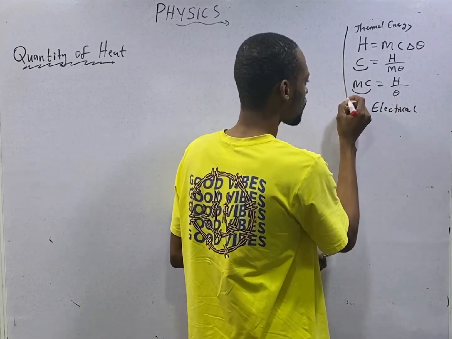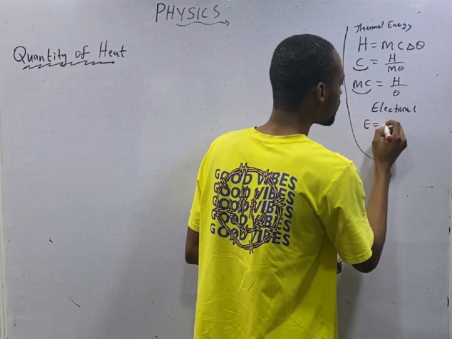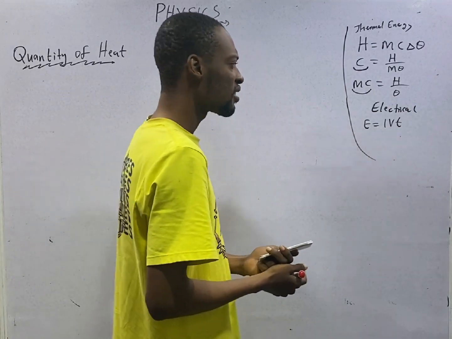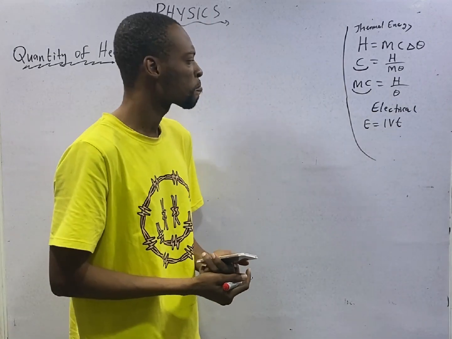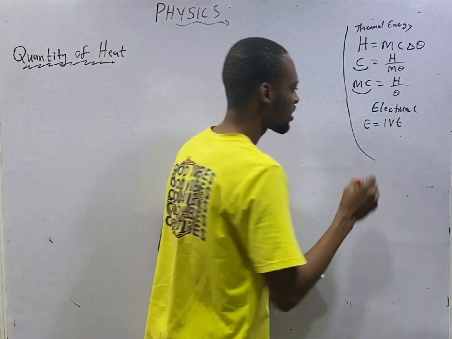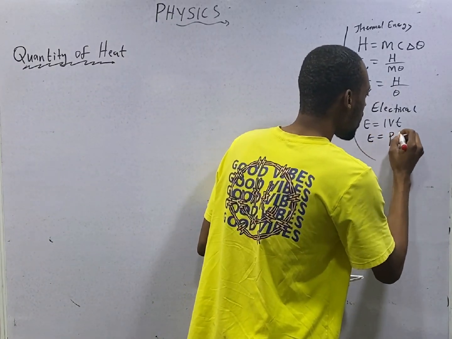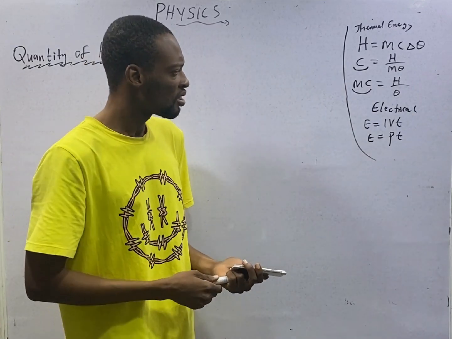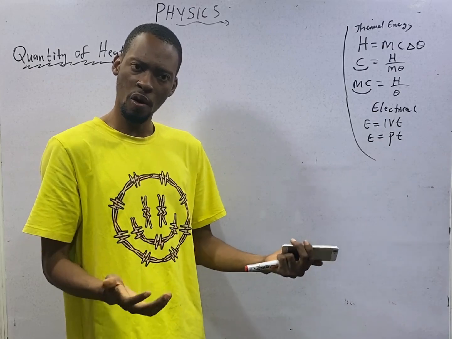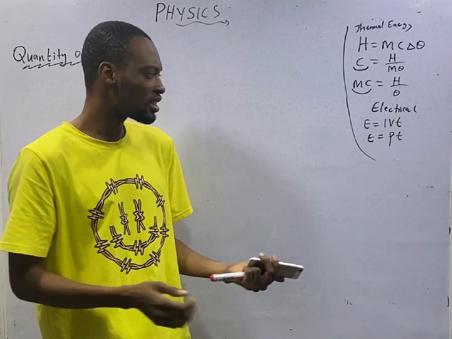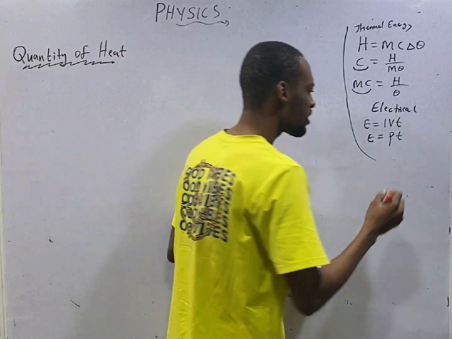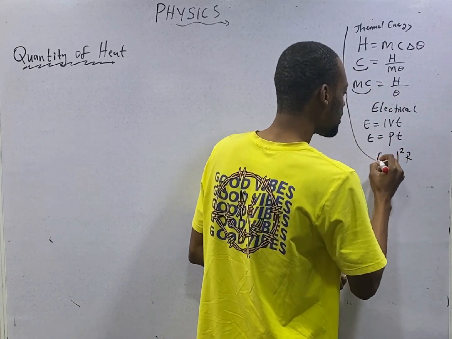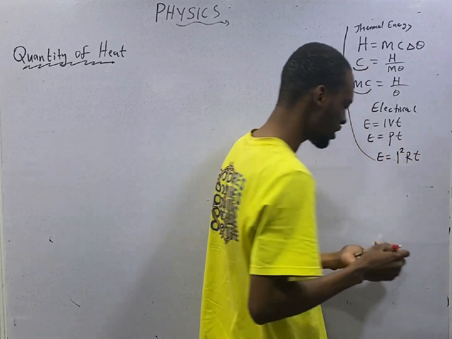The first one is energy is IVT, current times voltage times time. The second one is electrical energy is power times time. Then electrical energy, or energy loss, or power dissipated, that is I squared R. Then in terms of energy, it is I squared RT.